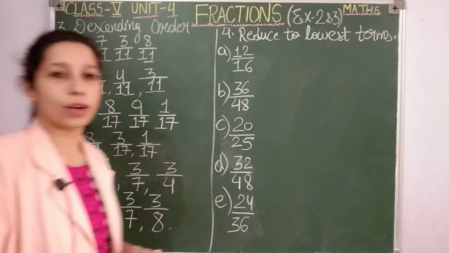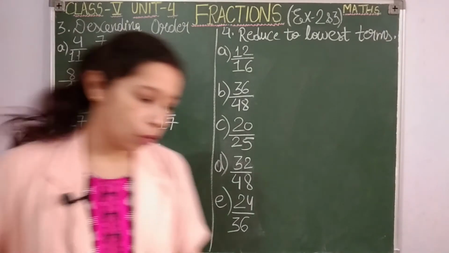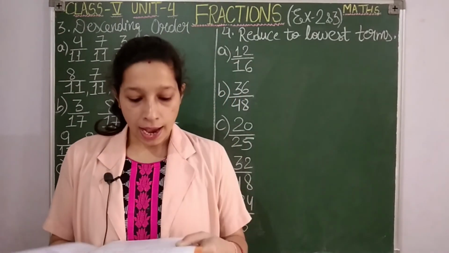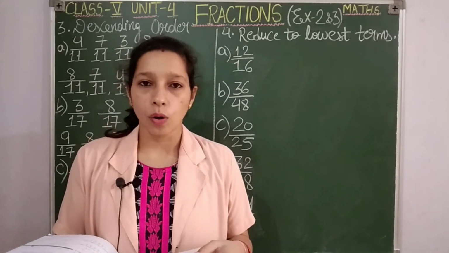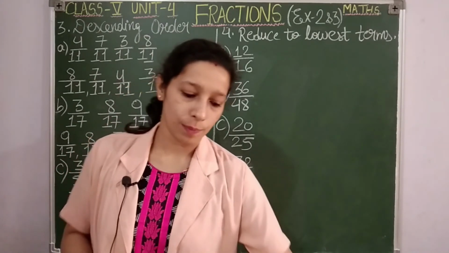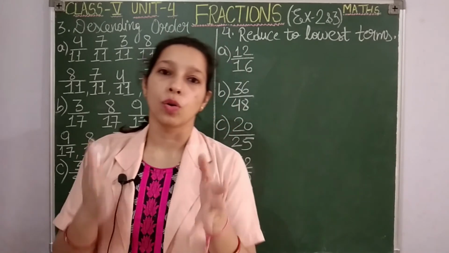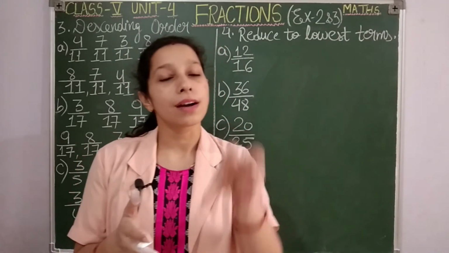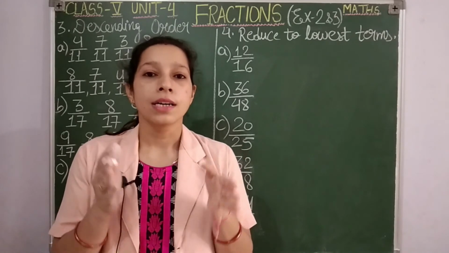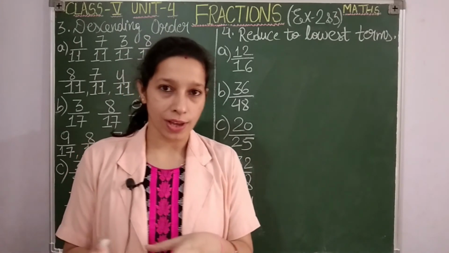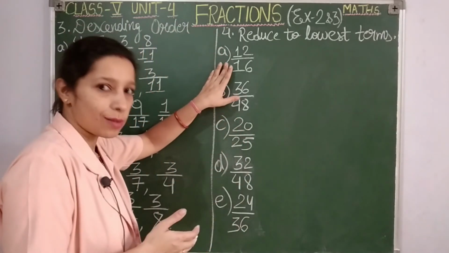Rest of the questions you can do by yourself. Then question number 4, students, is a new topic. Reduce the following fractions to their lowest terms. This is very simple, but again for this you should know the tables very clearly. Only then can you reduce the fraction to its simplest form or lowest term. What does it mean? I'll explain with one question itself.